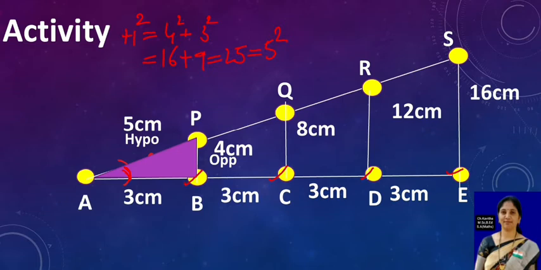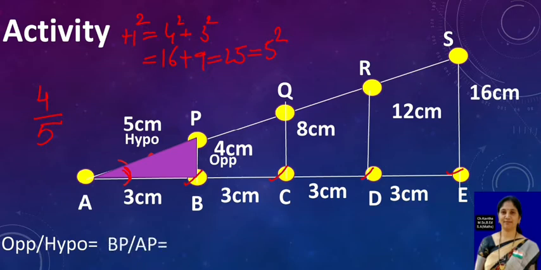After that I am considering the opposite by hypotenuse ratio. What is the opposite value here? Just observe that opposite we have 4 and hypotenuse we have 5. So the ratio is 4 by 5. In terms of sides, opposite is nothing but BP, so we can write BP by AP.